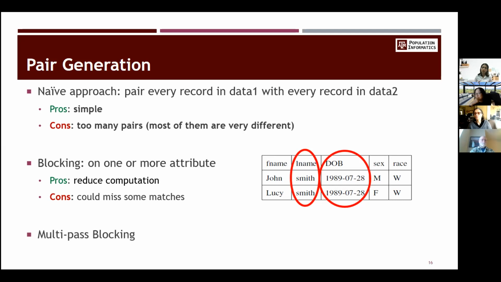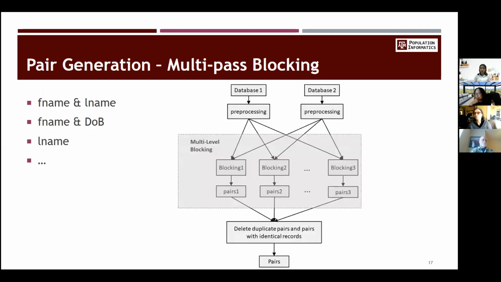To solve this situation, we can use multipass blocking. In multipass blocking, we are going to do the blocking several times. Each time we block based on one or more attributes. For example, in blocking 1, we can block the data based on first name and last name. In blocking 2, we can block it based on first name and date of birth, and so on. After that, we aggregate this data, delete the duplicates, and get the final pairs.